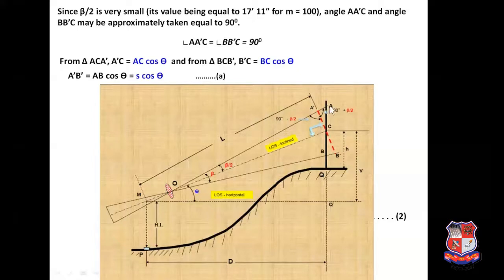Now AC plus BC, from the figure you can see that this is my AC and this is my BC. So AC plus BC will become AB. So A'B' is equal to AB cos theta, and the value of AB is equal to the staff intercept, that is capital S. So A'B' is equal to S cos theta. That is our equation A.